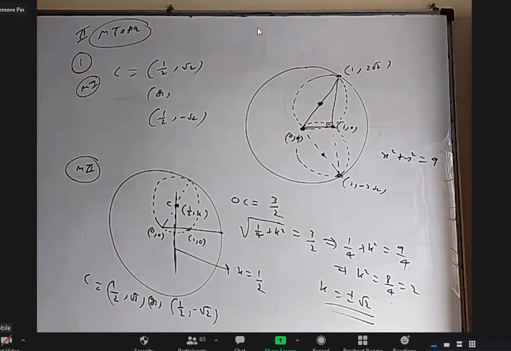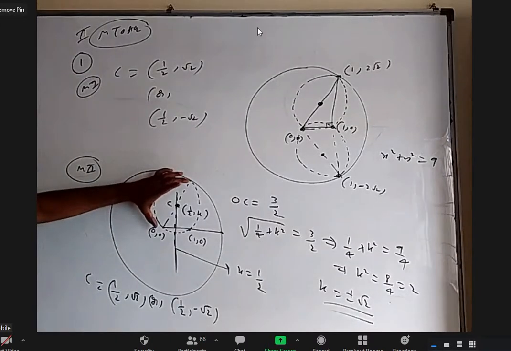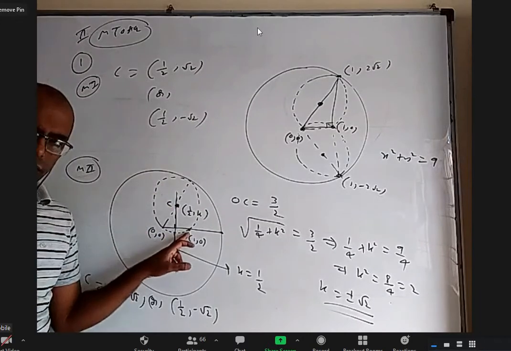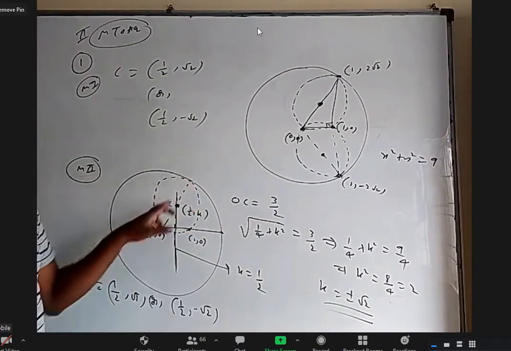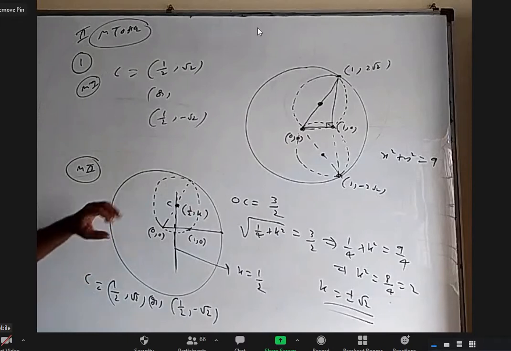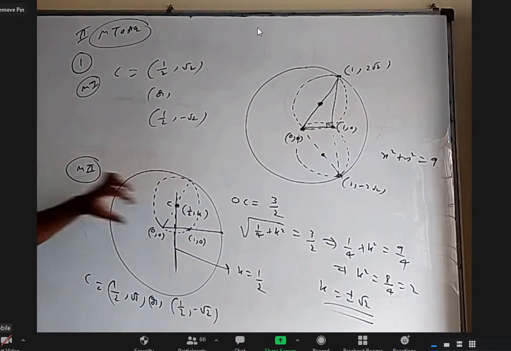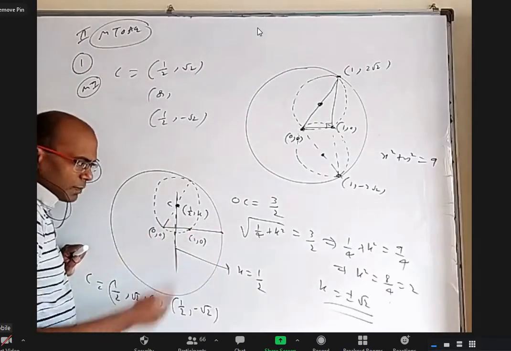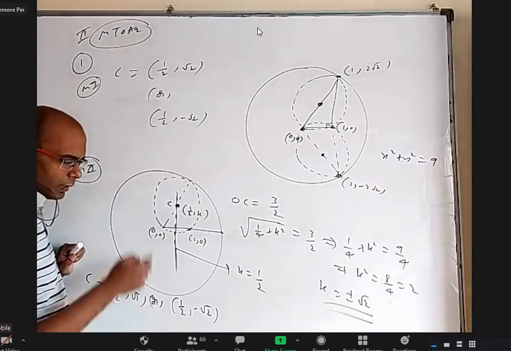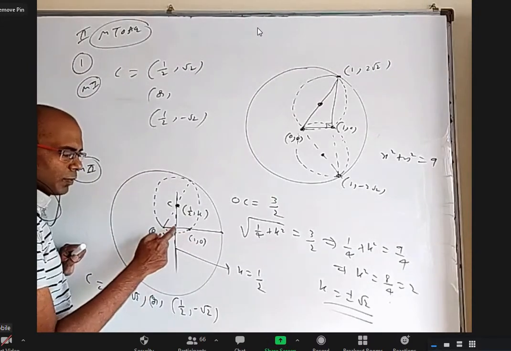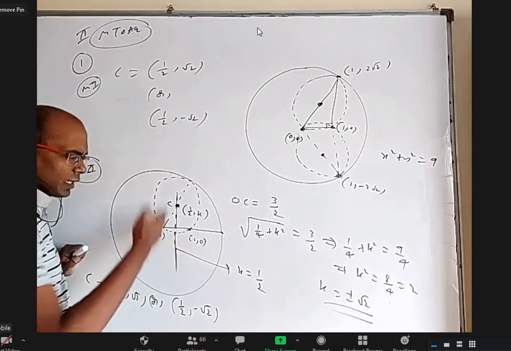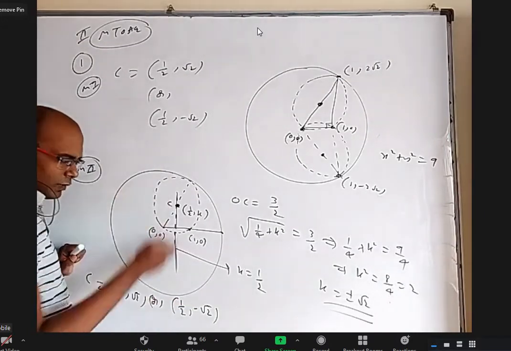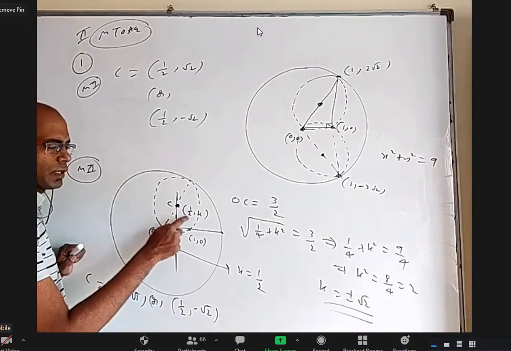Another method: I already understood the radius of the big circle is 3, which means the radius of my new circle has to be 3 by 2. Forget about 1 comma 0: if something passes through the origin and touches the original circle, then definitely its radius should be half of the total radius. If this is a horizontal chord from 0, 0 to 1, 0, its perpendicular bisector should pass through the center. The midpoint is half comma 0, so the perpendicular bisector is x equal to 1 by 2. This point should have x coordinate as 1 by 2.